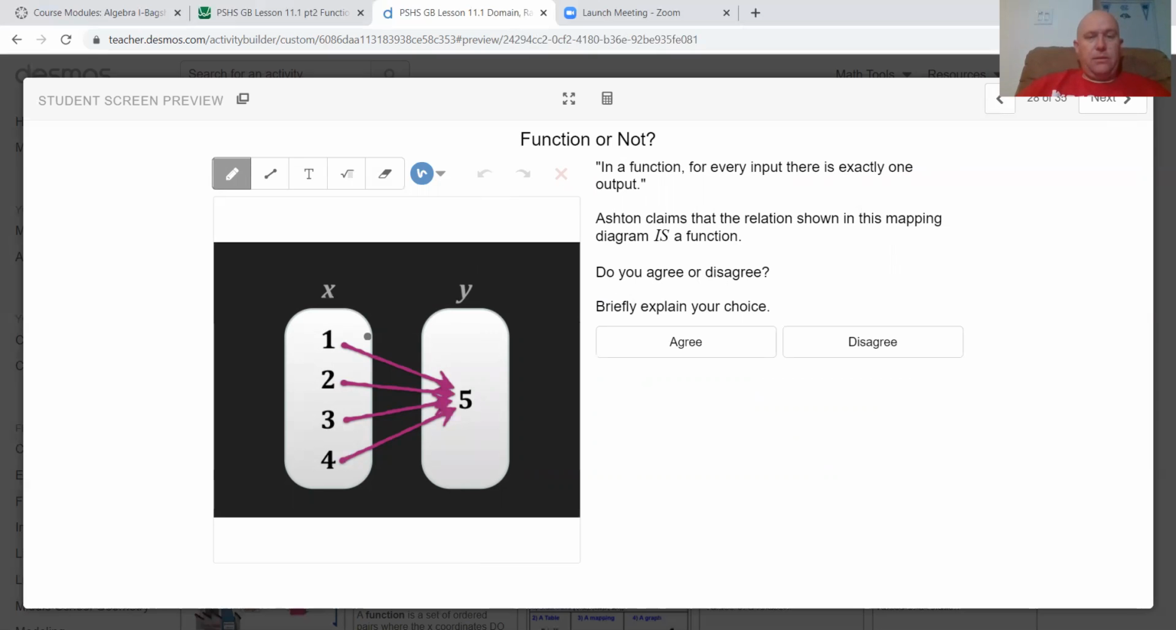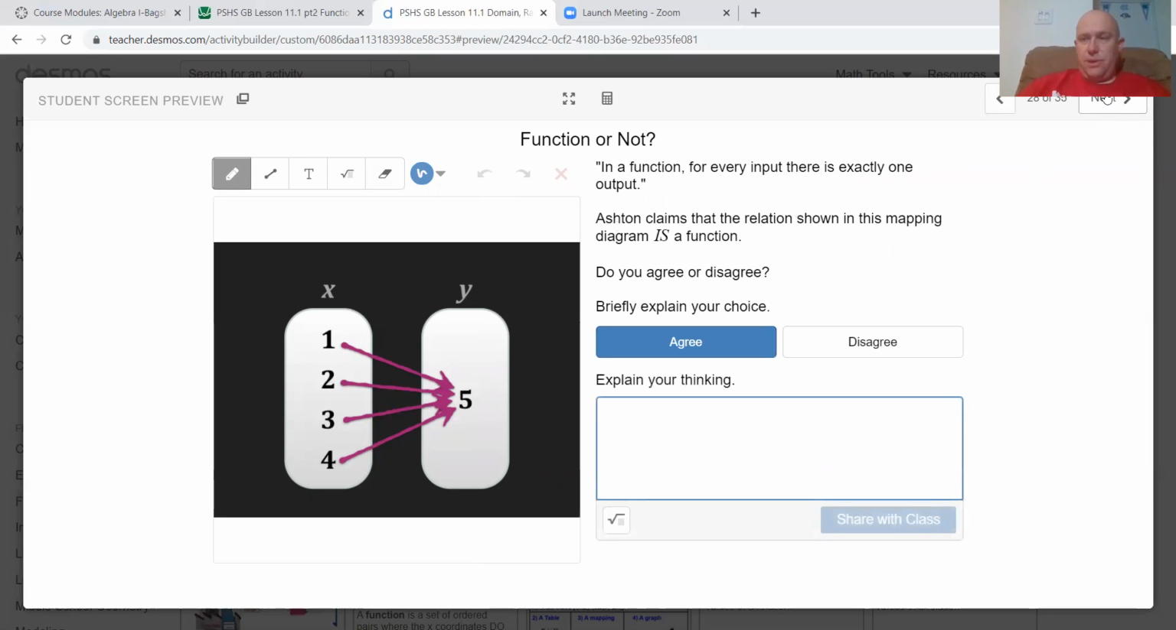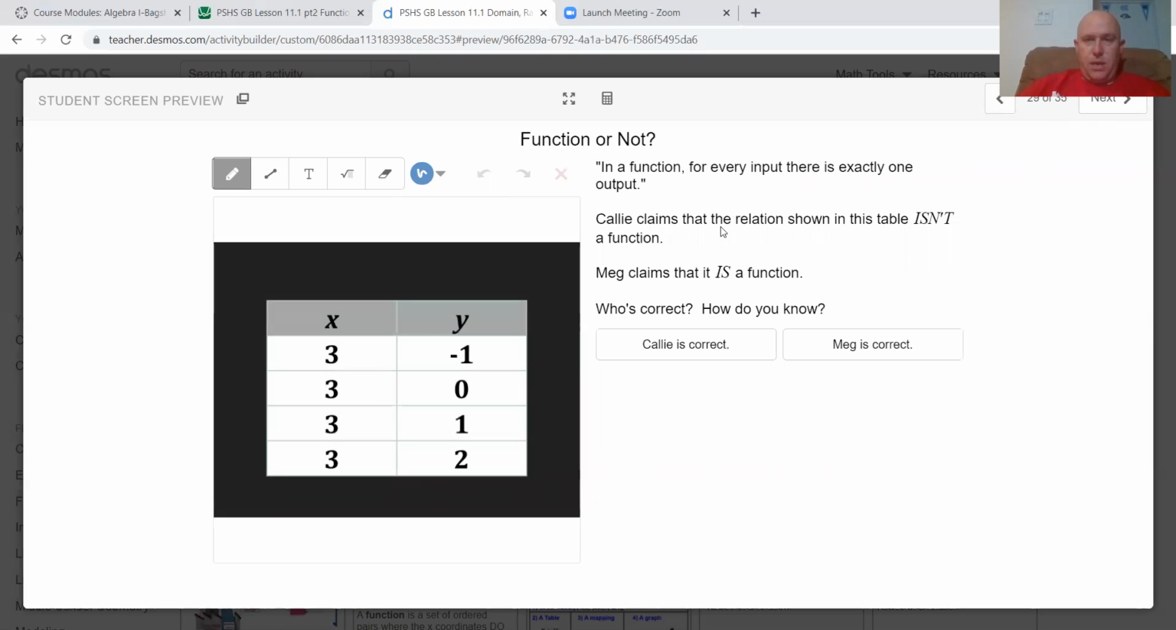So from one, there's just one value coming from it. From two, there's just one arrow. From three, there's just one arrow. And from four, there's just one arrow. So I claim that this is a function. So I would agree with Ashton for this one. And you could use those explanations we just talked about.